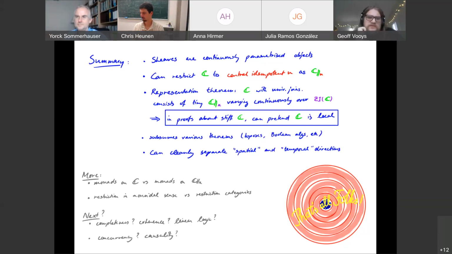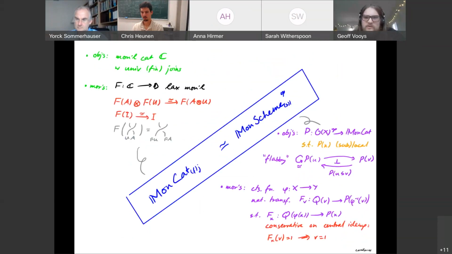When you were going through the story, out of curiosity, why did you expect to get sheaves of monoidal categories instead of stacks of monoidal categories? Because whenever I've seen in the past a sheaf of category type construction, it's always turned out to be a stack that you need instead.